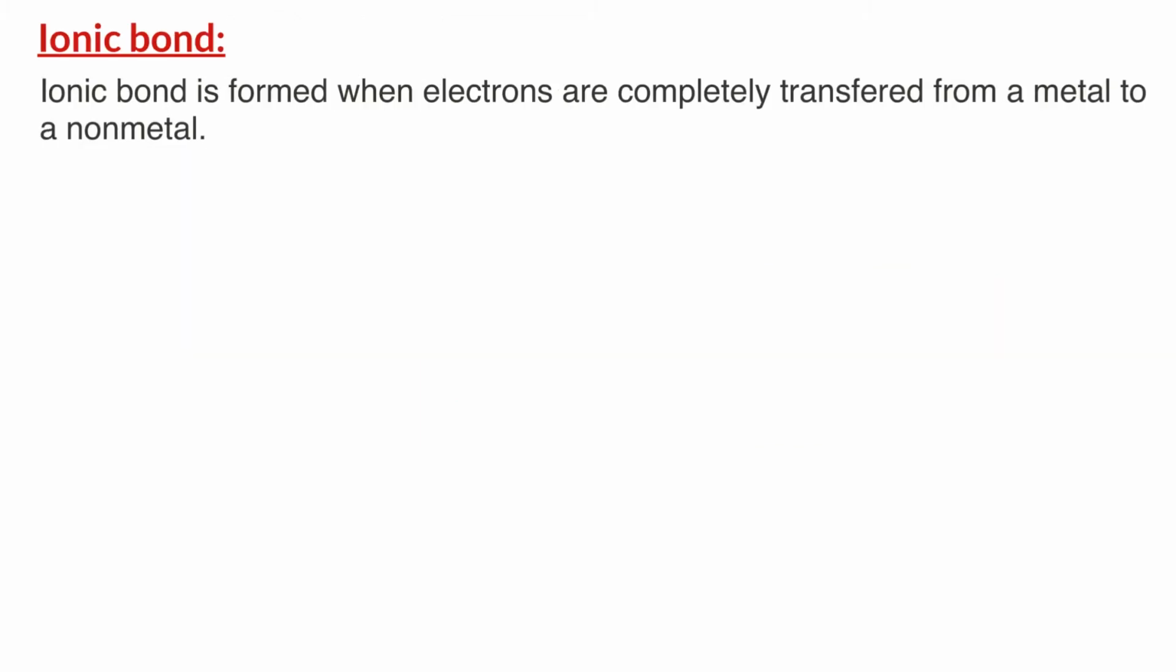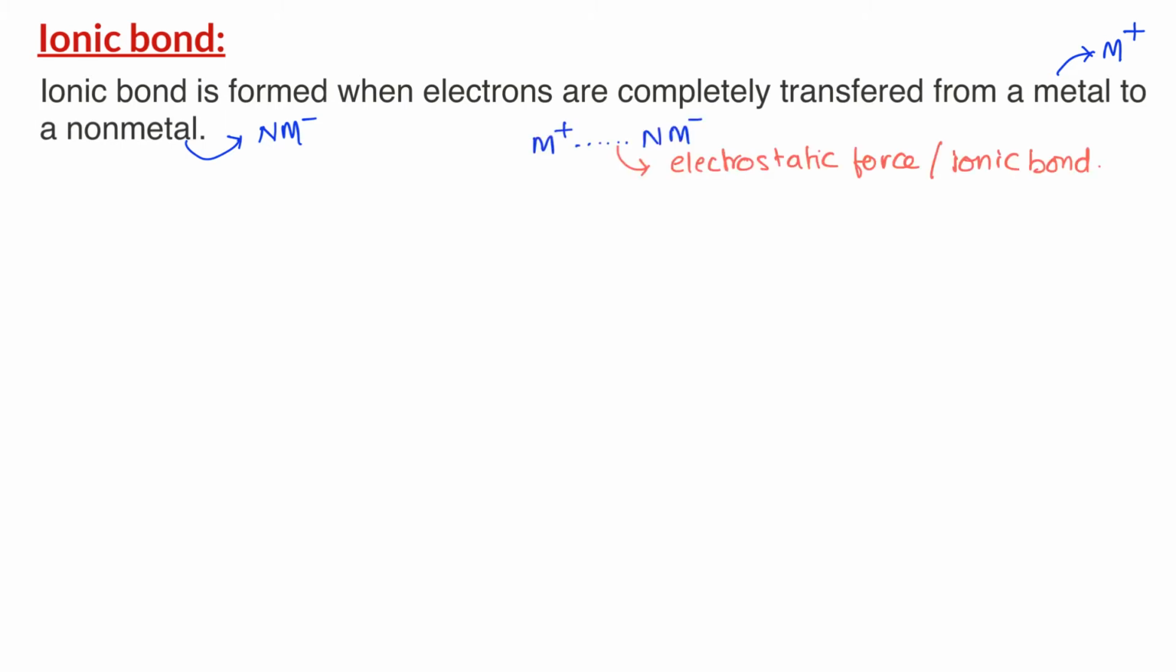Ionic bond. An ionic bond is formed when electrons are completely transferred from a metal atom to a non-metal atom. The metal, upon losing electrons, forms a cation, that is a positively charged ion, and the non-metal, upon gaining electrons, forms an anion, that is a negatively charged ion. The electrostatic force of attraction brings the cation and anion together to form a solid compound.